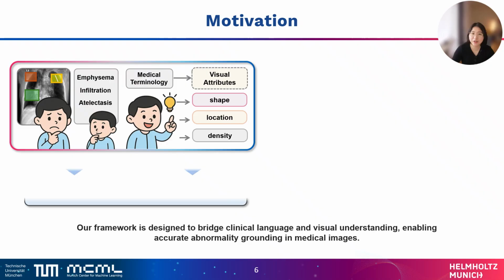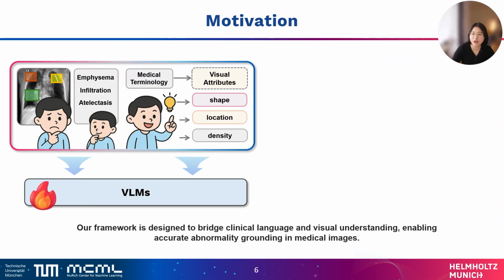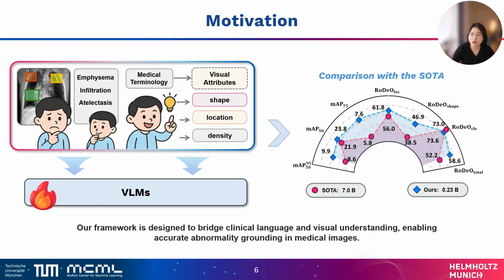Our motivation is to bridge clinical language and visual perception. Clinicians describe abnormalities through visual attributes such as shape, location, and density, rather than single disease labels. And as shown on the right, based on our method, a compact 0.23 billion parameter model achieved comparable performance to a 7 billion parameter specialist model.